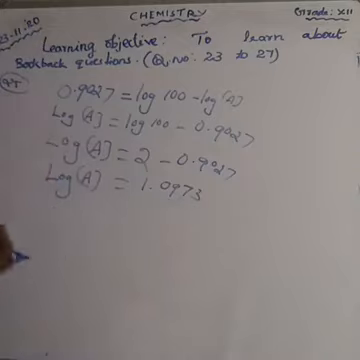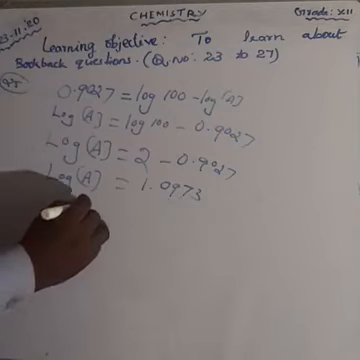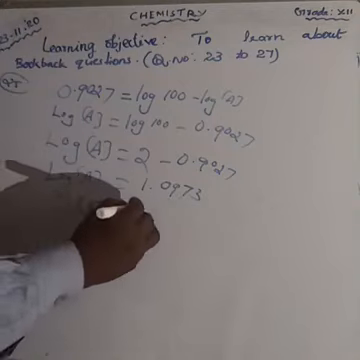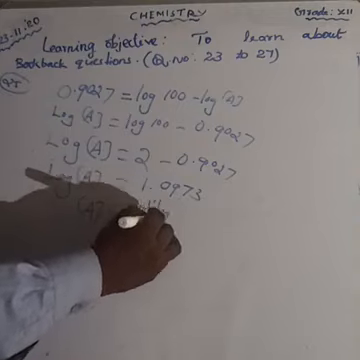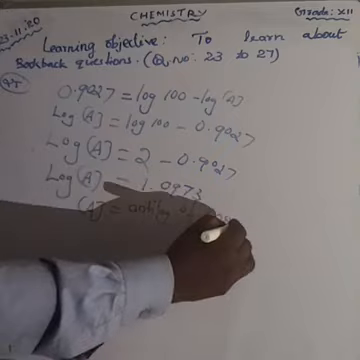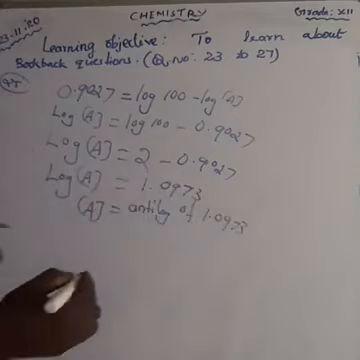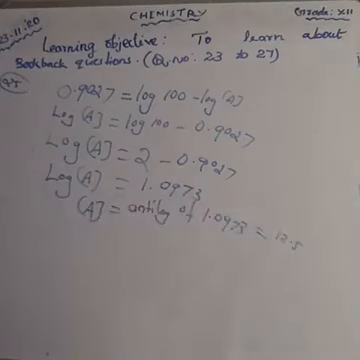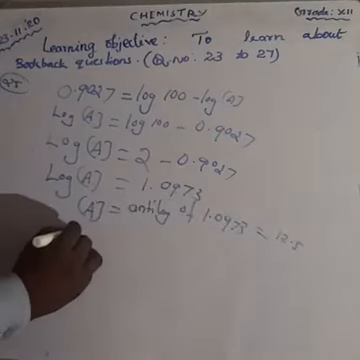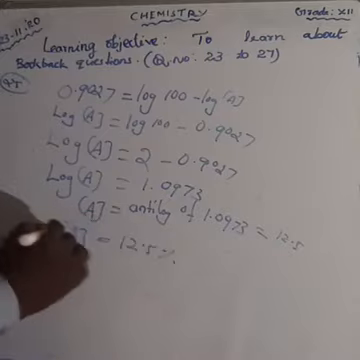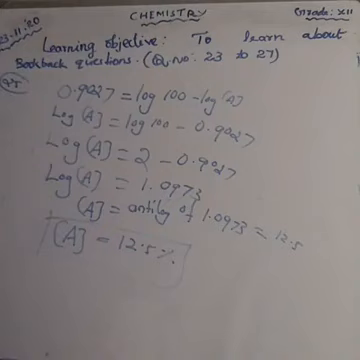After finding log A, we take the anti-log of this value, which is the anti-log of 1.0973. That is approximately equal to 12.5. So A is equal to 12.5%. This is the answer.